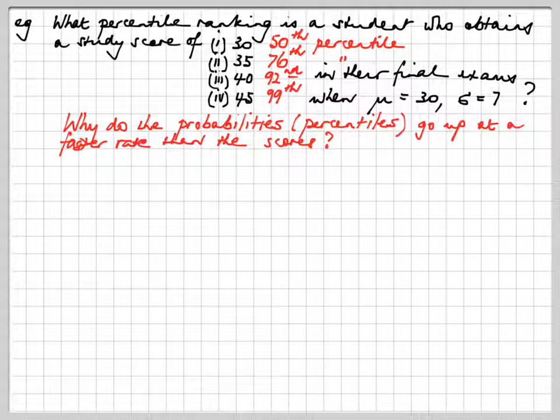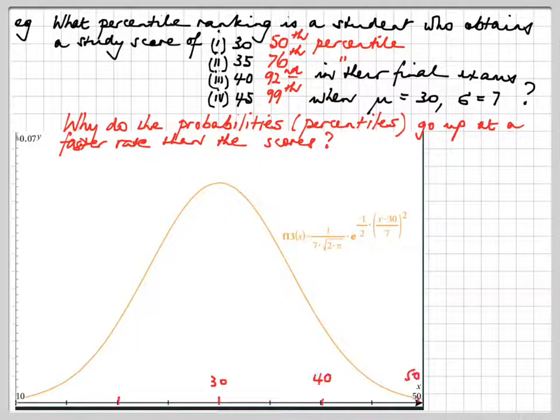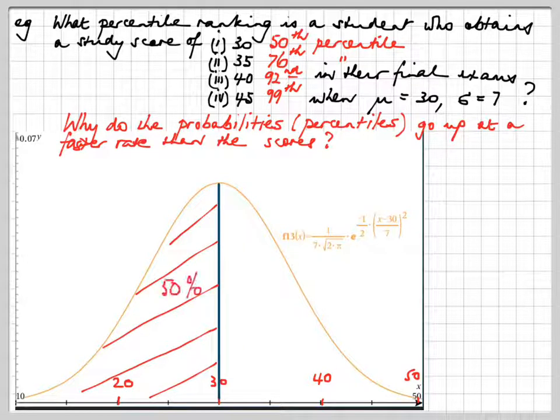In other words, it went up really, really fast from 50 to 76. Then it started to slow down a bit from 76 to 92. Then it slowed down a lot from 92 to 99. Why is that? Well, it's all revealed in the bell curve, and I want to show you why it is. So, there's the study score of 30, which means you're at the 50th percentile. 50% of all students are behind you.